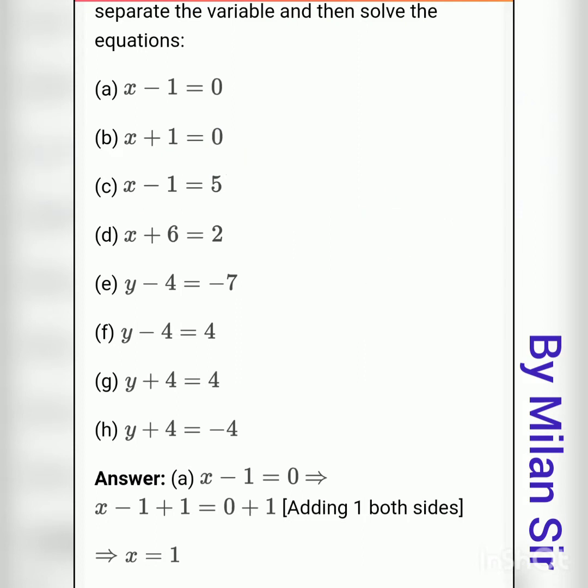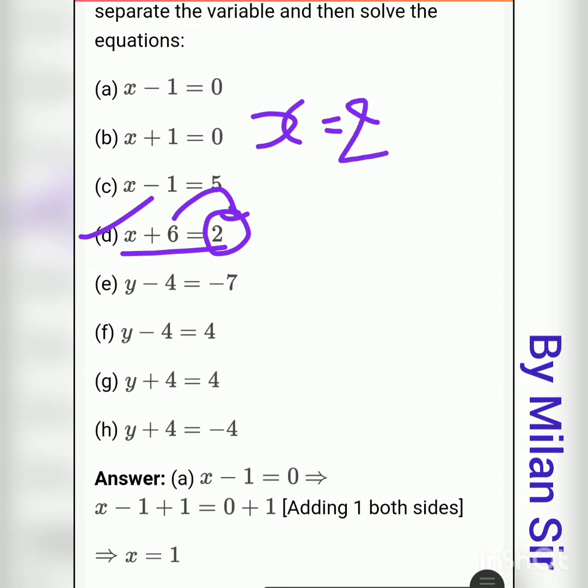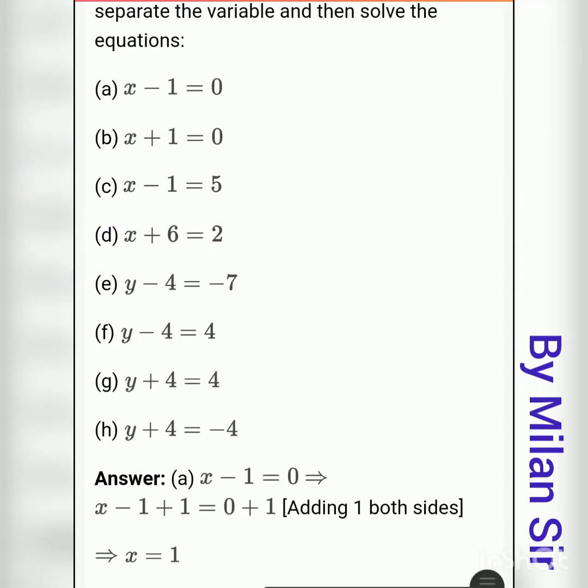Okay. Now here x plus 6 is equal to 2. So transfer this plus 6 to the right hand side. So x is equal to, here we have 2 that we need to write as it is. Now this plus 6, if we transfer it to the right hand side, it becomes -6. So x is equal to 2 minus 6.